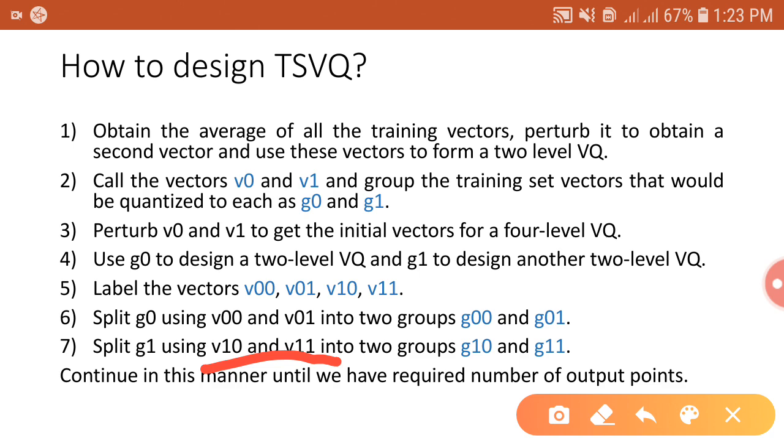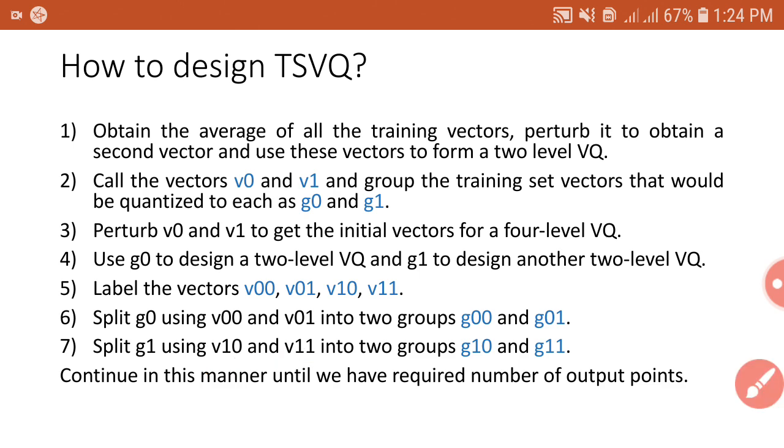Now continue in this manner until we have the required number of output points or code vectors, right? So the algorithm is stopped whenever the number of code vectors equals L, that is, the L we assumed initially at the start of the algorithm. So this way you can design a tree-structured vector quantizer, right?